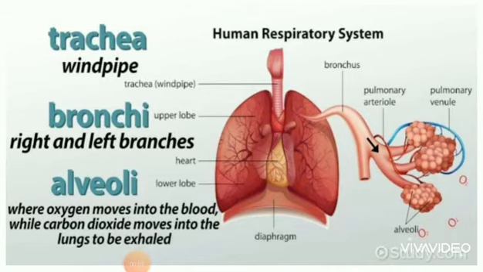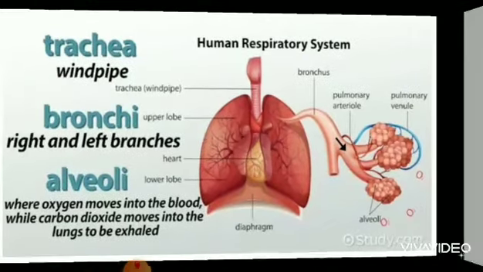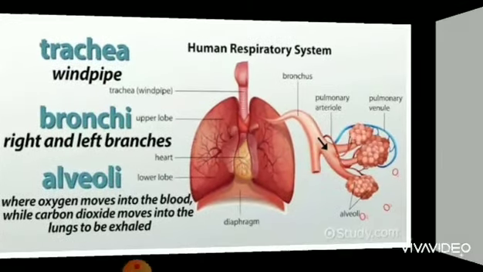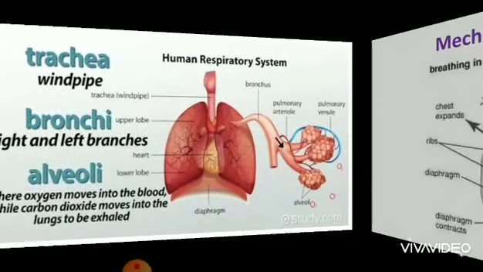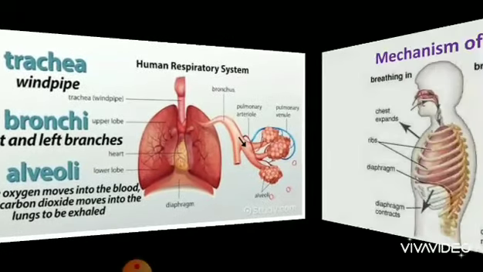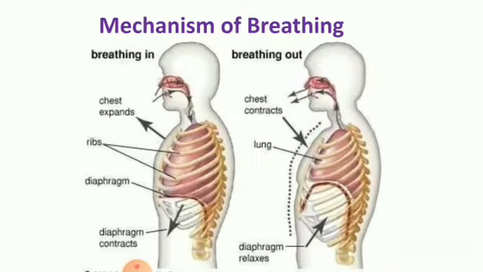Do you understand, children? Next, let us see the organ alveoli. So alveoli are tiny air sacs in the lungs that take up the oxygen we breathe in and keep your body going. So alveoli is meant for the exchange of oxygen and carbon dioxide. Do you understand, children? Let us see the mechanism of breathing.